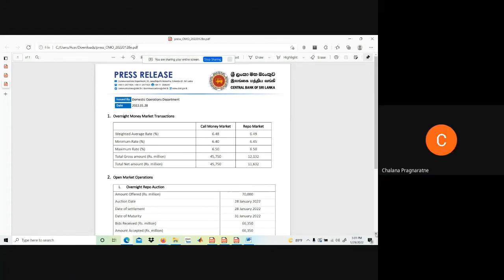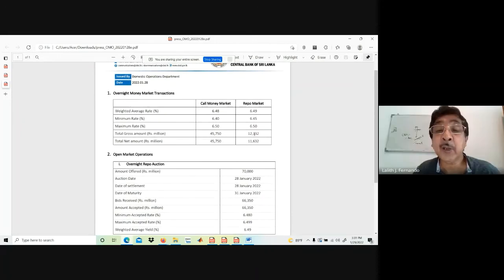So what is the reason for that? Because in the repo market, you need to have securities. If you do not have securities, you can't do repo transactions. You need to have enough securities, no? Treasury bills and bonds you need to have. If you do not have treasury bills and bonds with you, you can't do repo transactions. Call money is just to borrow money. There's no need of government securities as collateral. You don't need that. So therefore, the tendency is to have more transaction volume in call money market. Got my point? Yes, sir.